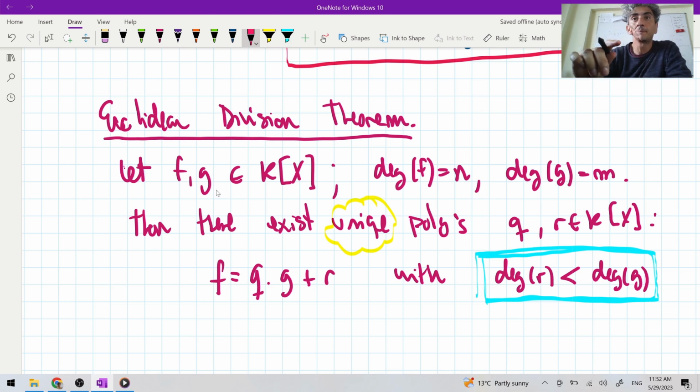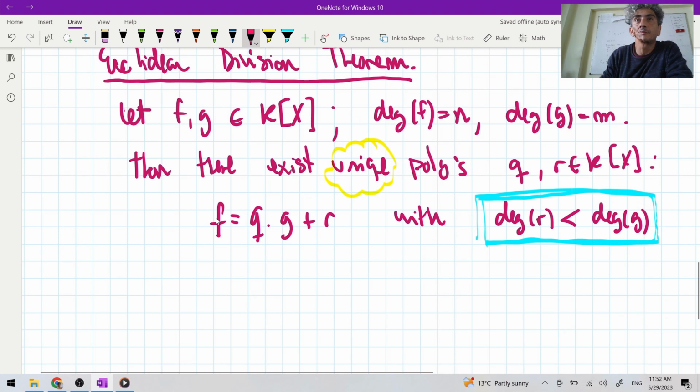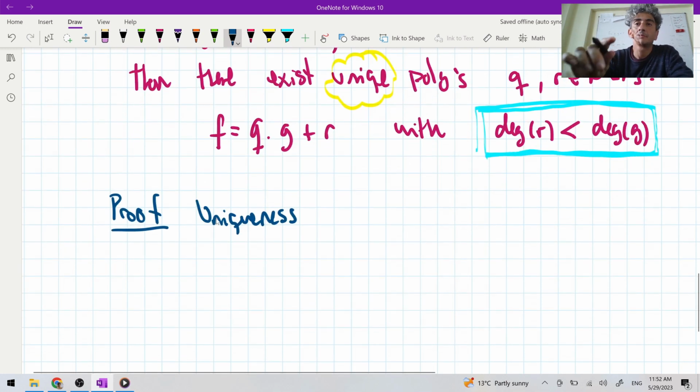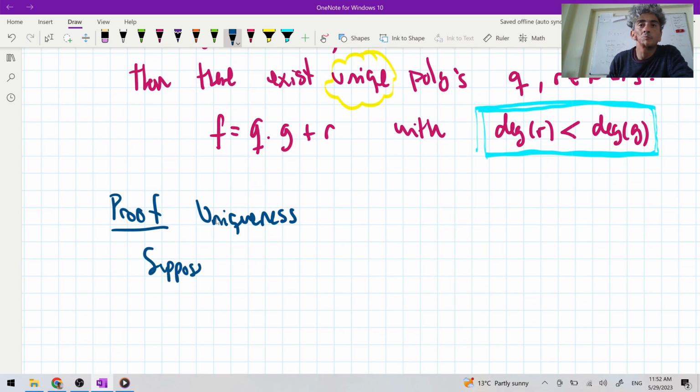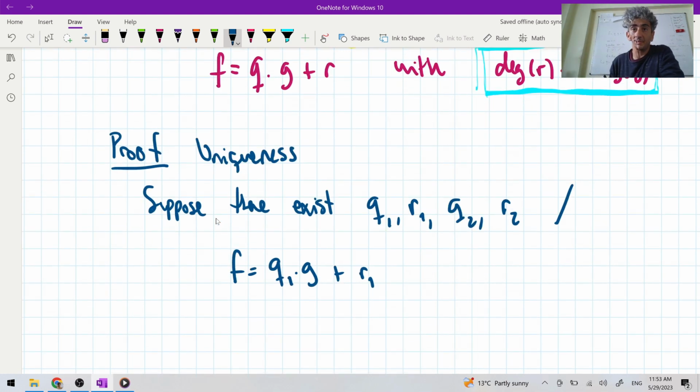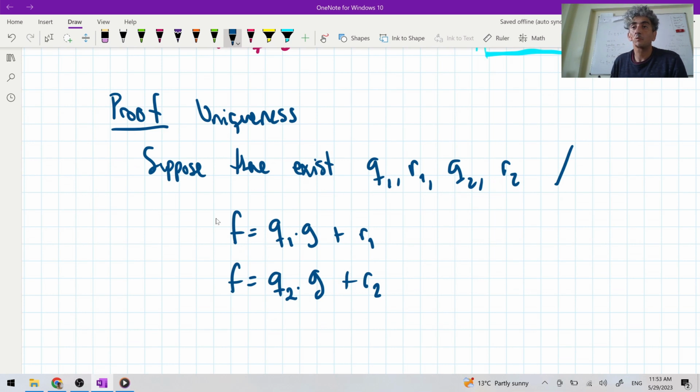So let's prove uniqueness now. Let's try uniqueness. Suppose there exist Q1, R1, Q2, R2 such that f can be written as Q1 times G plus R1, or Q2 times G plus R2. So what happens when we subtract?